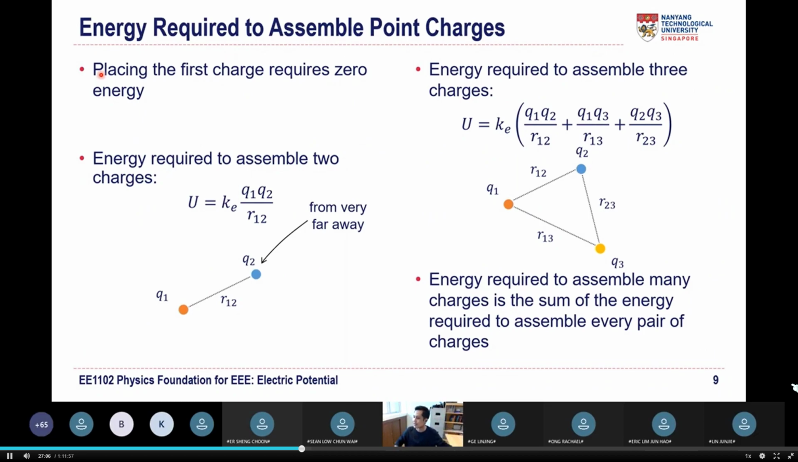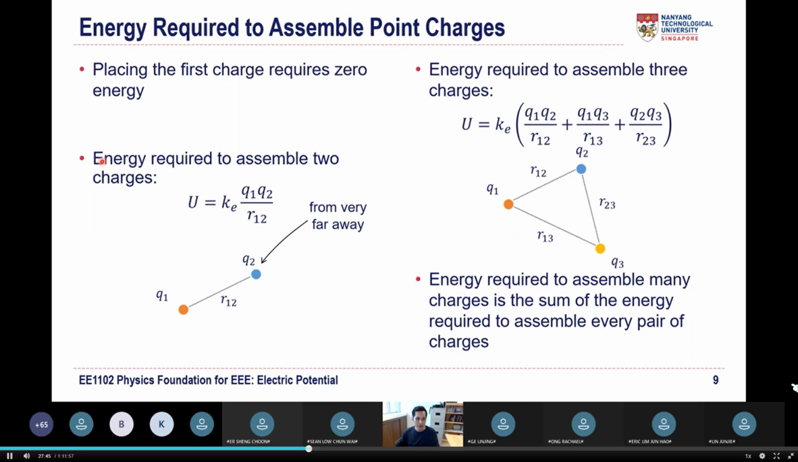Is there any electric field existing already? No, there is no electric field because there's nothing. The space is void, right? And then you bring in that charge. There are no forces repulsing it from being brought there, or attracting it to that point. So placing the very first charge in the universe requires zero energy. You're not getting any energy out, you're not losing energy. So there's no energy required to assemble one point charge in the universe.